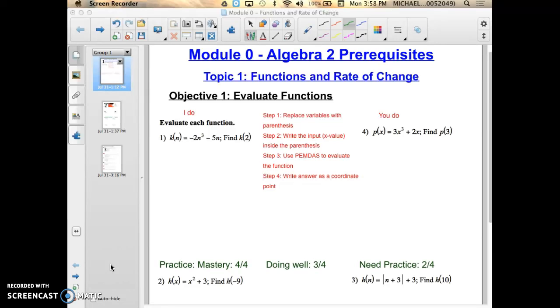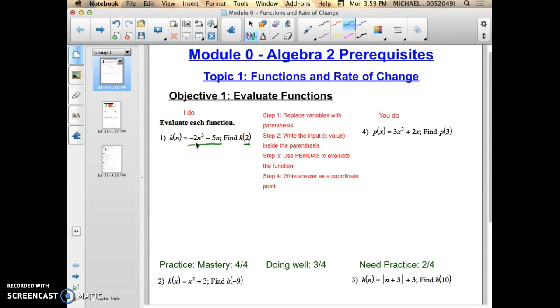Within math and through this entire semester, it's going to be very important to take math step by step. And please show your work exactly how I show my work too. So for number 1, I'm given a function. The function k of n equals negative 2n cubed minus 5n. This is the function that I'm going to input something into, and it's going to give me an output. The input they want me to find is k of 2, so my input is 2.